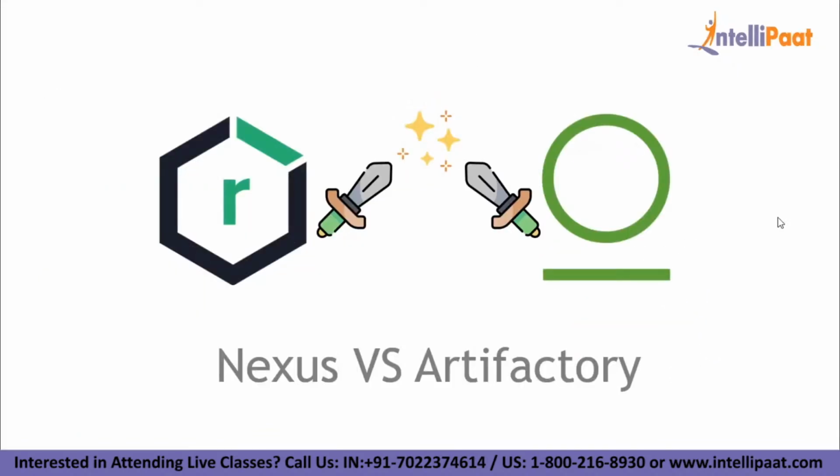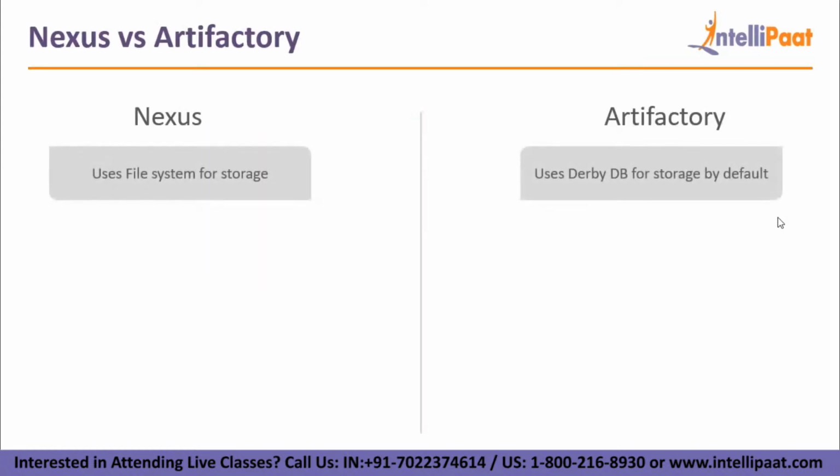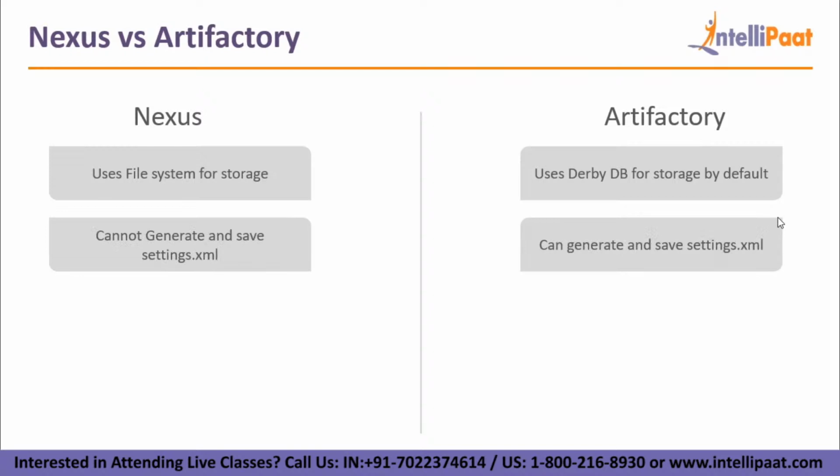Now let's see what are the differences between Nexus Repository and a JFrog Artifactory. So the first difference is Nexus uses a file system for storage and Artifactory uses a Derby database for storage by default. But in Artifactory, you can change that setting. Nexus cannot generate and save a settings.xml file, whereas in Artifactory, you can generate and save a settings.xml file. In Nexus, you would have to do that manually, whereas in Artifactory, it helps you do it.